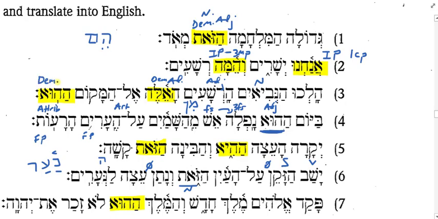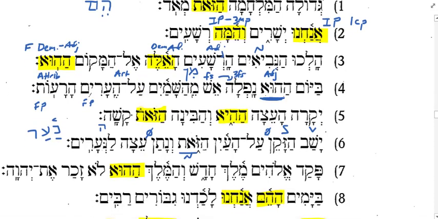It's demonstrative. Why? Because I have an article on it. Independent pronouns never get the article. So when you see one, it's got to be the demonstrative if it could have been either one. Is this near or far? It's the far demonstrative. Is it the adjective or the pronoun use? It's the adjective. So I need to translate it as that, makom, place. The place, that place.